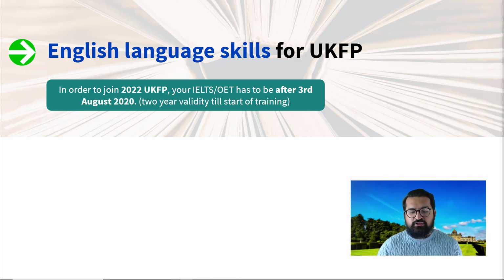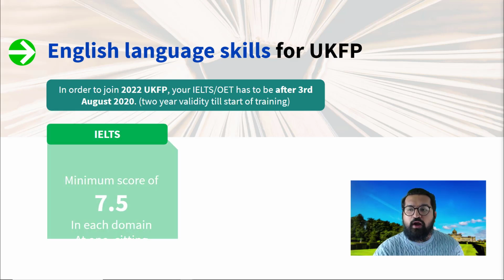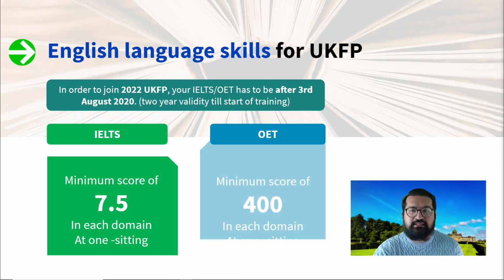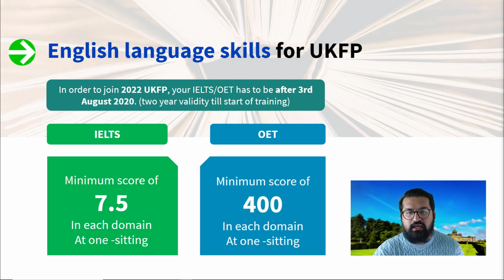That means if you're starting your training in August 2022, your IELTS or OET cannot be before August 2020, because it's valid for 2 years and it has to be valid by the time you start your training. So if you're planning to start your training in August 2022, your IELTS or OET cannot be older than 3rd of August 2020. And for IELTS, the requirement is 7.5 in all modules at one sitting. And for OET, the requirement is 400 in all modules in one sitting.